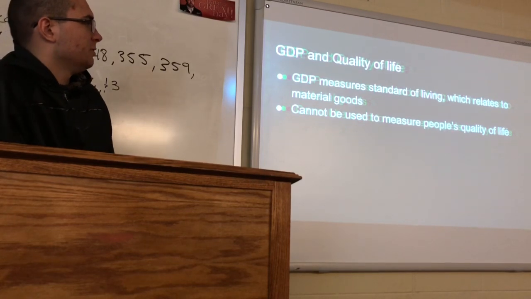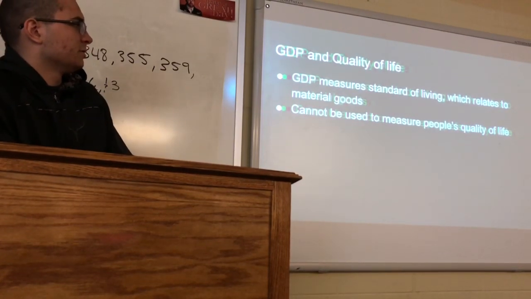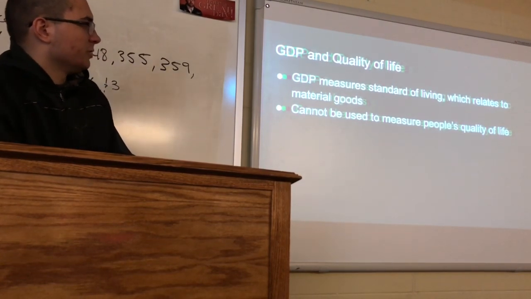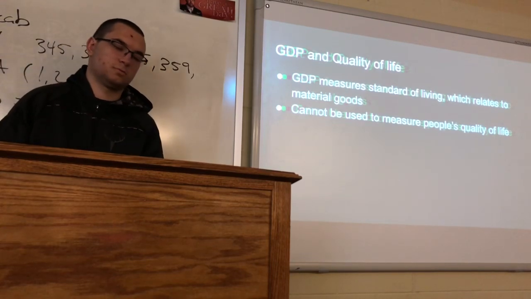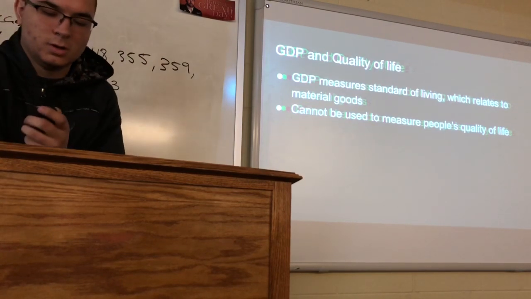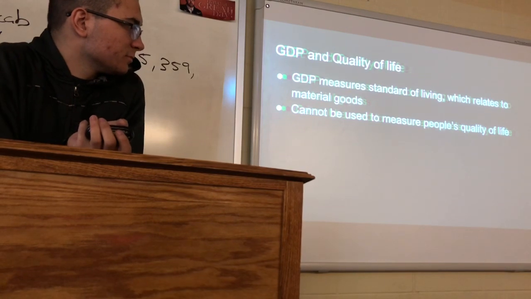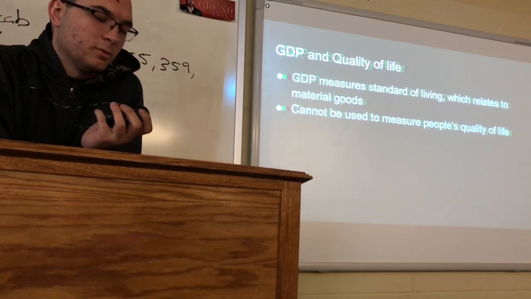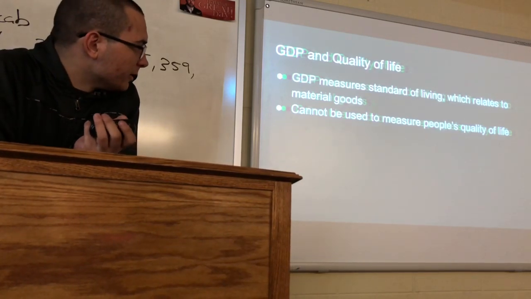Real GDP and quality of life. GDP measures standard of living, which relates to material goods, and cannot be measured in quality of life. Because it can say that you live really well, but it turns out you really don't, or your country is really good overall, but some parts are really not.